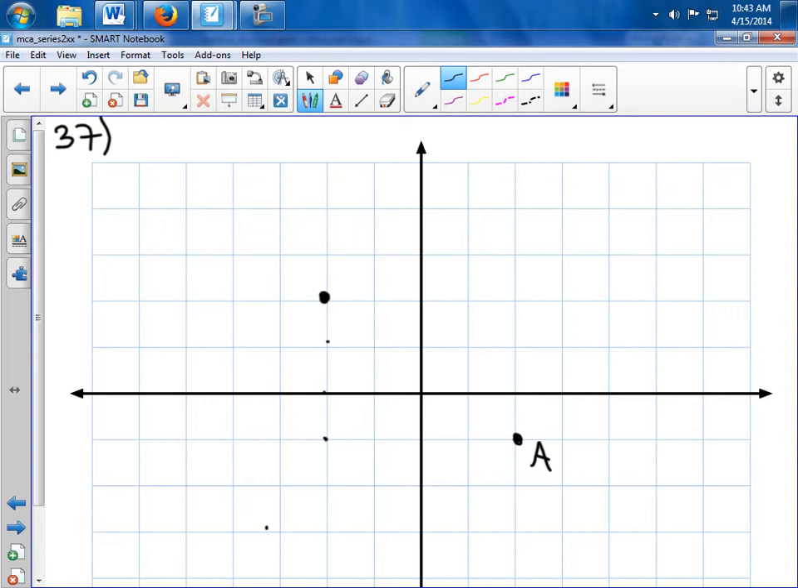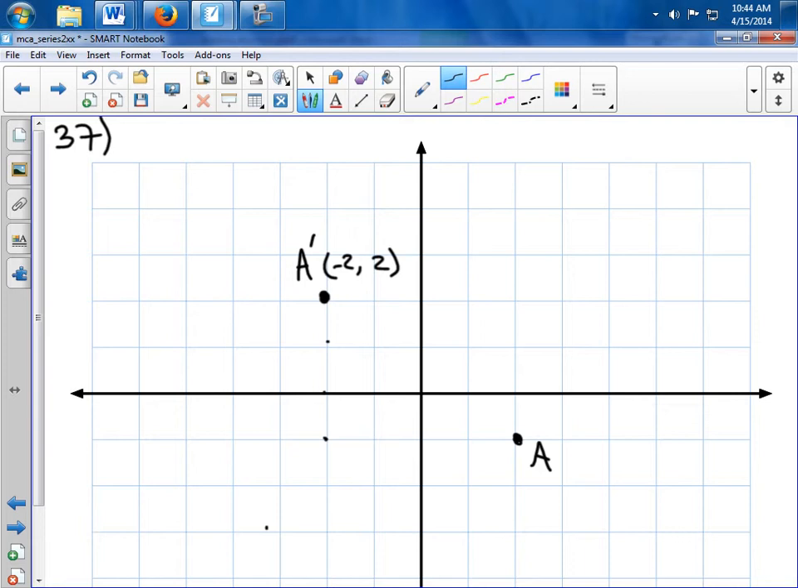If you remember from geometry, we called this A prime. So we moved it over here and up there. What are the coordinates of this new point? 1, 2. So it's negative 2. X always goes first. Then that'd be 2.